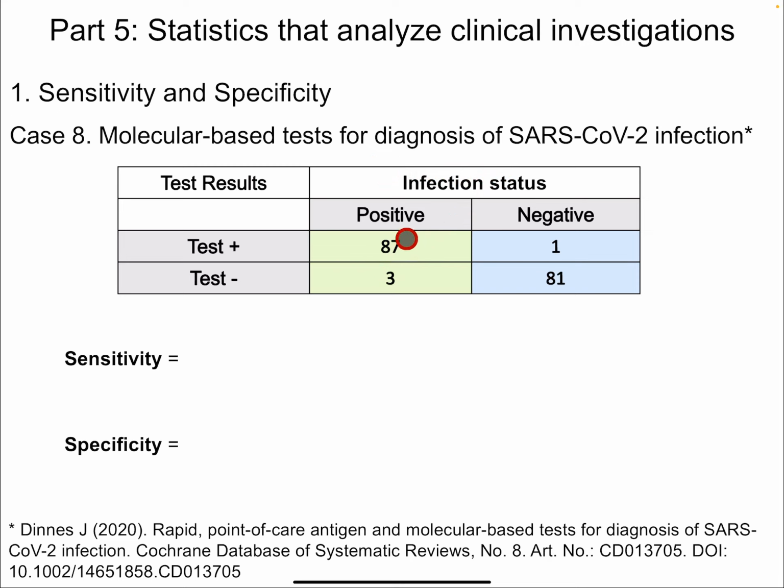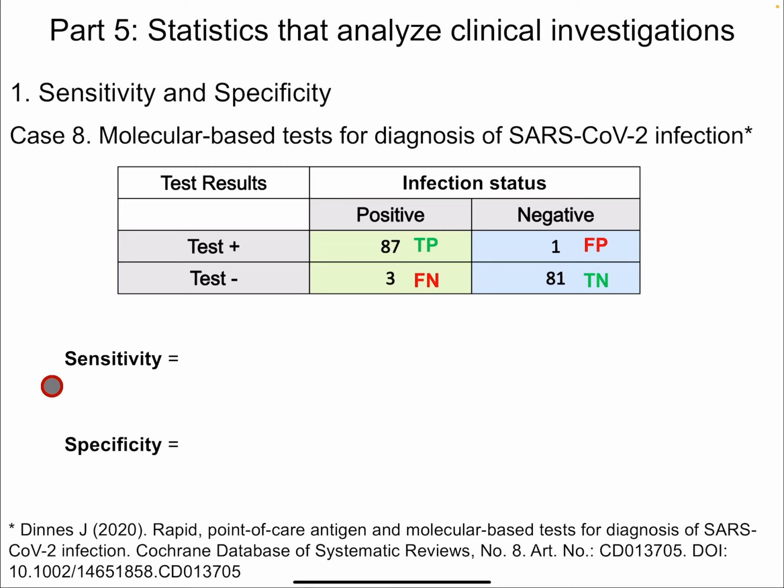87 people were infected by the virus and were tested positive, and these people are called true positive. 81 people were not infected and were tested negative. They are called true negative. The other two corners are false results. In this case, this is false negative, and this is false positive.